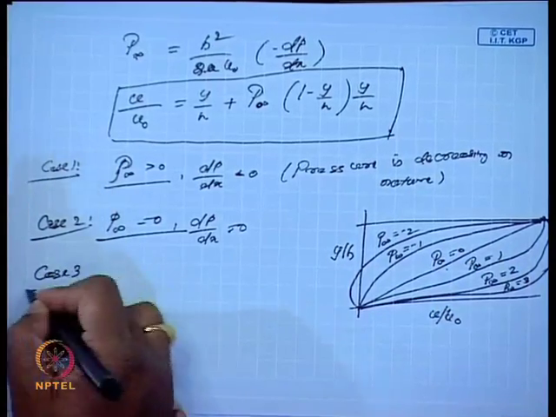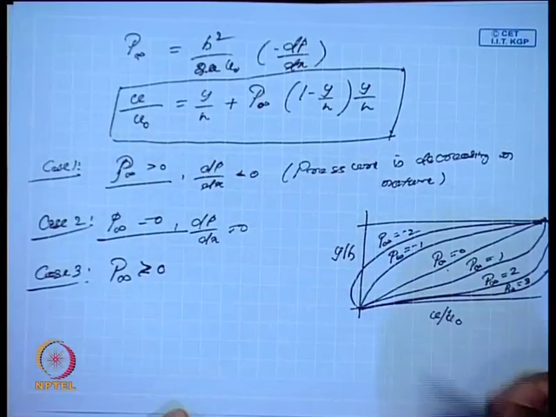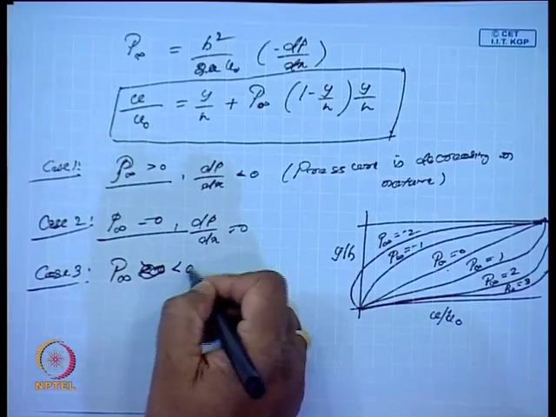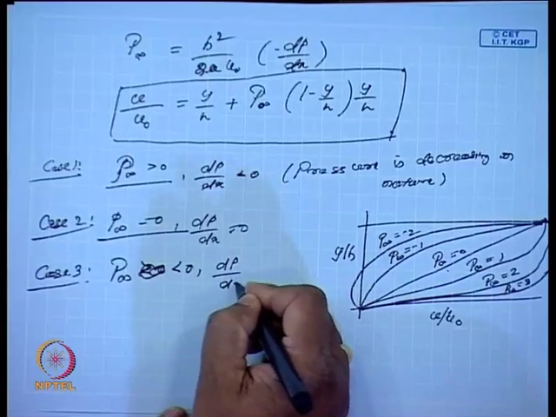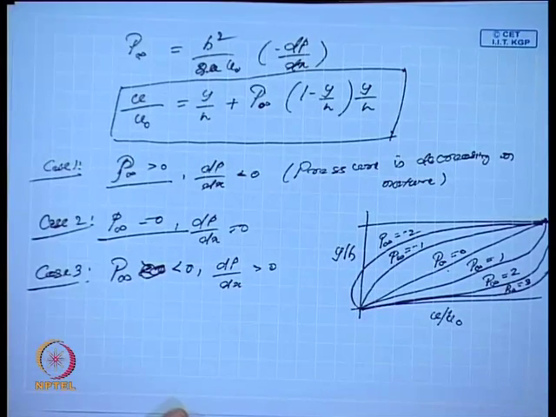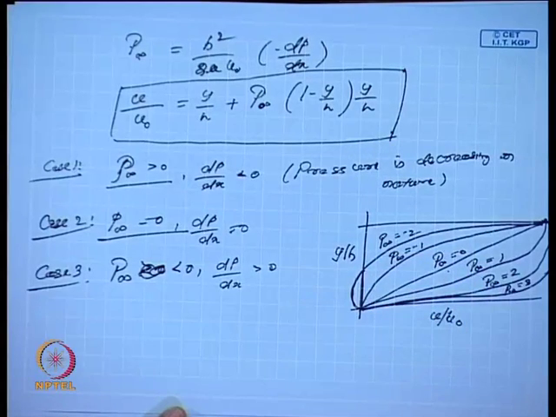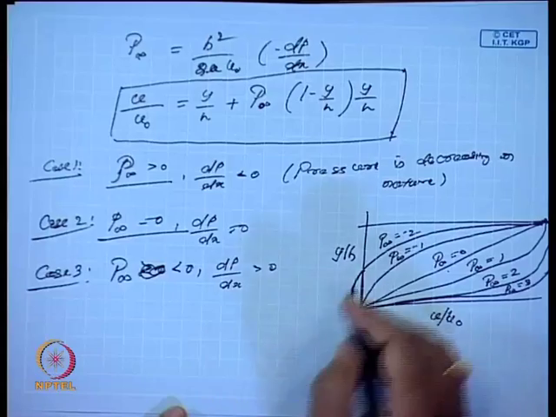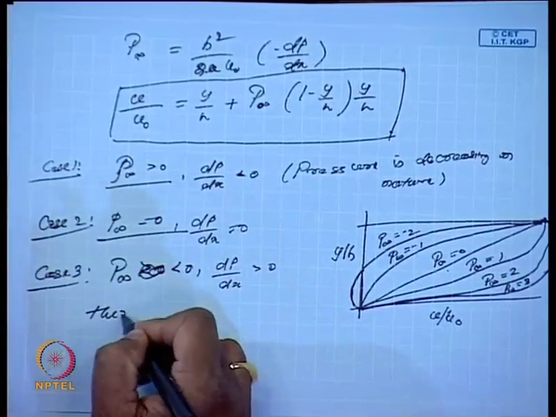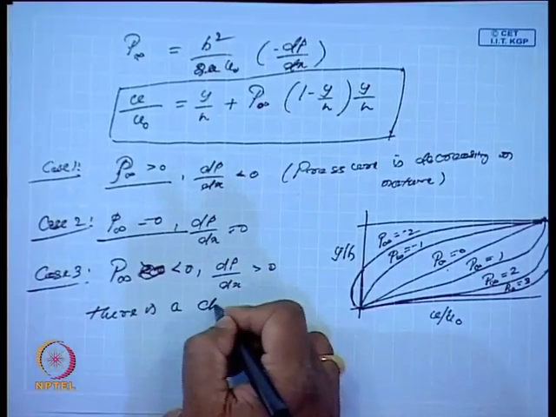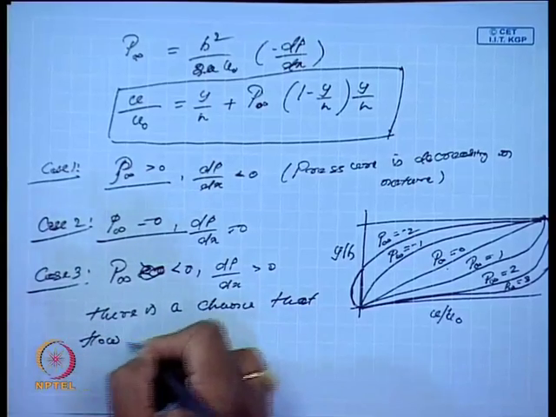And in case 3, when p infinity is less than 0, p infinity is less than 0 means dp by dx is greater than 0. When the pressure is increasing, there is a region, particularly in this part, you see that the flow distribution is in the negative direction. That means fluid flows in the opposite direction. There is a chance that flow direction can be negative.